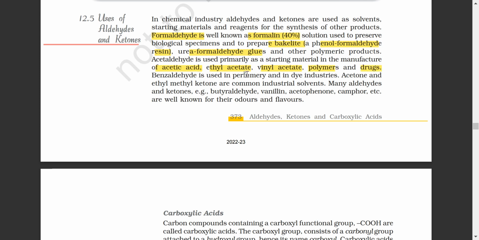Benzaldehyde is used in perfumery. It's aromatic. And in dye industries, acetone and ethyl methyl ketone are common industrial solvents. Many aldehydes and ketones, for example butyraldehyde, vanillin, acetophenone, camphor, etc., are well known for their odors and flavors, जो हमने beginning में ही किया था.